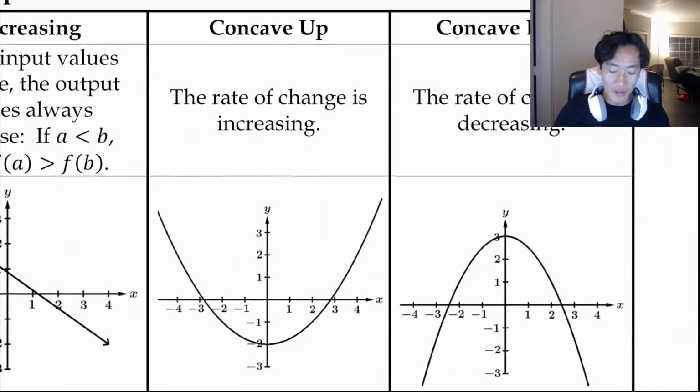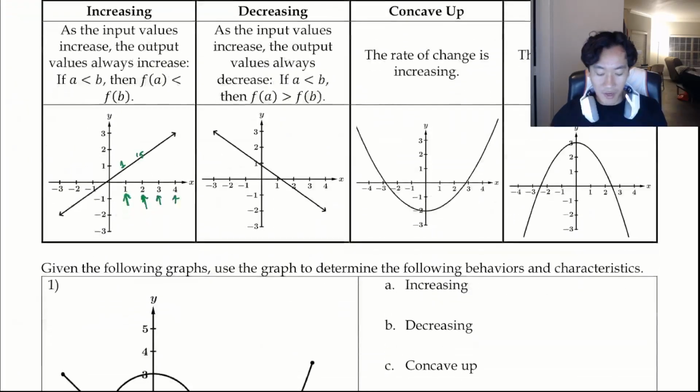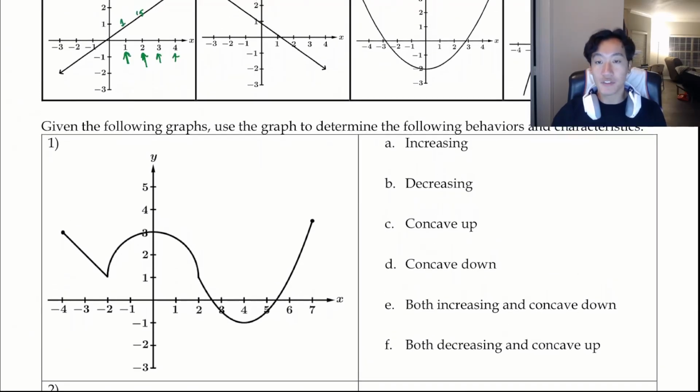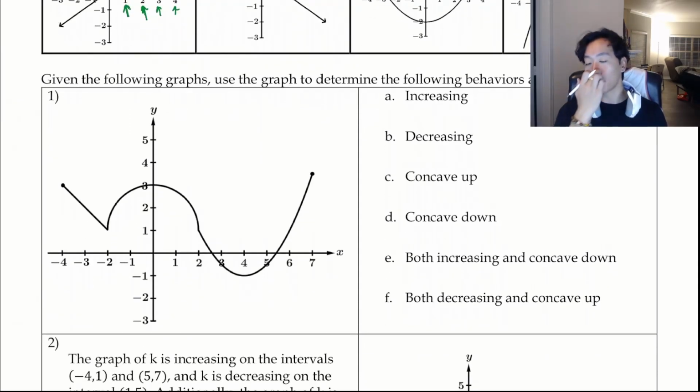And we just went over concave up and concave down, those rules prior already. So we can simply move straight forward into the next screen grab here. This is actually our first problem. They're asking us a lot of different things here. They're asking us to determine the following behaviors and characteristics based on this graph. So we'll start with the first part of this.